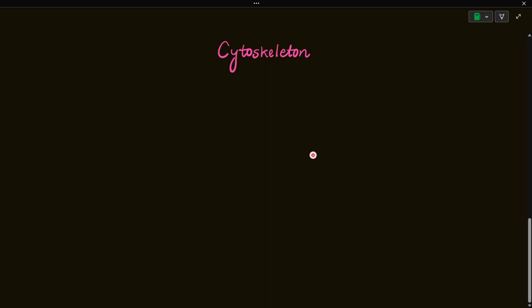So today we are going to learn about cytoskeleton. Cytoskeleton has two words. The cyto means cell and skeleton means the basic framework, which is going to help in maintaining the structure of that cell. Okay, so the cytoskeletal system is a complex system. It is a complex network of protein filaments that extends throughout the cell.